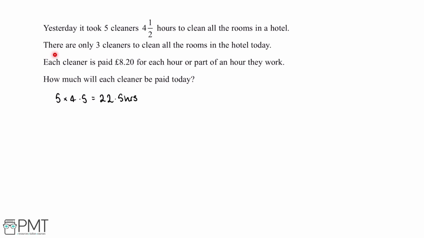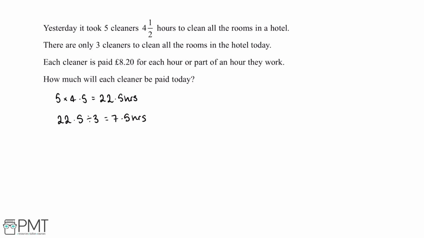However, there's only 3 cleaners to clean the rooms today, so in order to work out how much each cleaner will be paid, we need to work out how many hours they worked. So if it takes 22.5 hours in total, and there are 3 cleaners, then to work out their hours we need to do 22.5 divided by 3. And this gives us an answer of 7.5 hours. So each cleaner today did 7.5 hours of work.